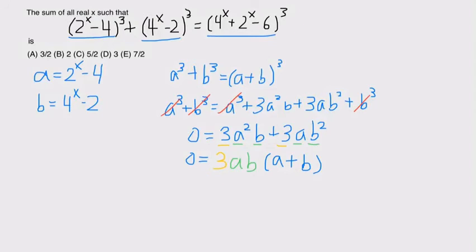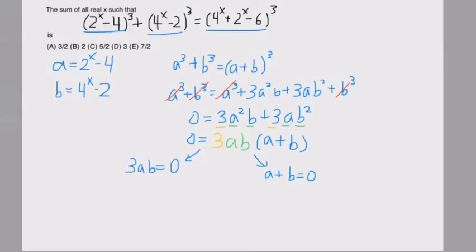Okay, now we are definitely getting somewhere. Now that we've got this, we can set each term equal to 0 and solve. So we can have 3ab = 0, or a + b = 0. If we have these, we can plug in the values of a and b here, and then try to find x, because ultimately we want to find x.